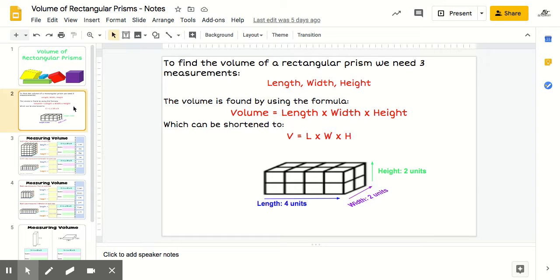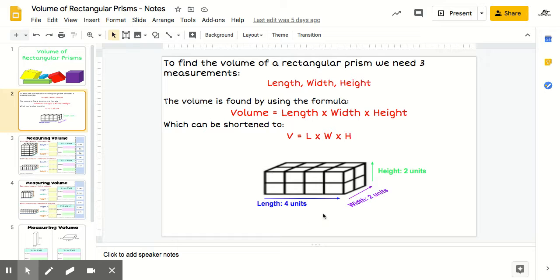Okay, so to find the volume of a rectangular prism, we need three different measurements. We need the rectangular prism length, width, and height. Now to find the volume, we simply use a formula. The volume is found by using the formula volume equals length times width times height, which is often just shortened to V equals L times W times H. As long as we have those three measurements, we're simply going to be multiplying those three numbers together.